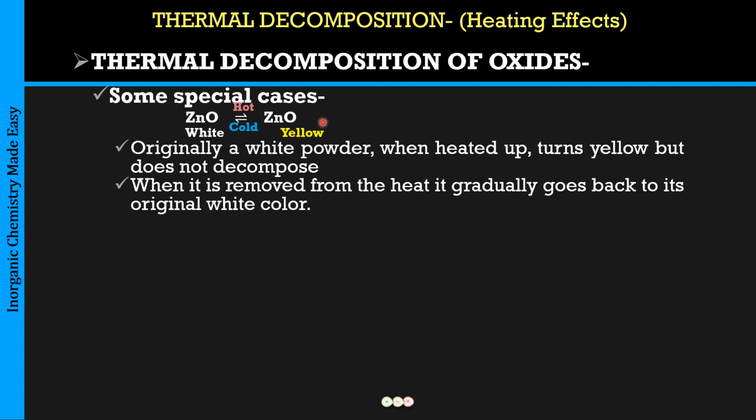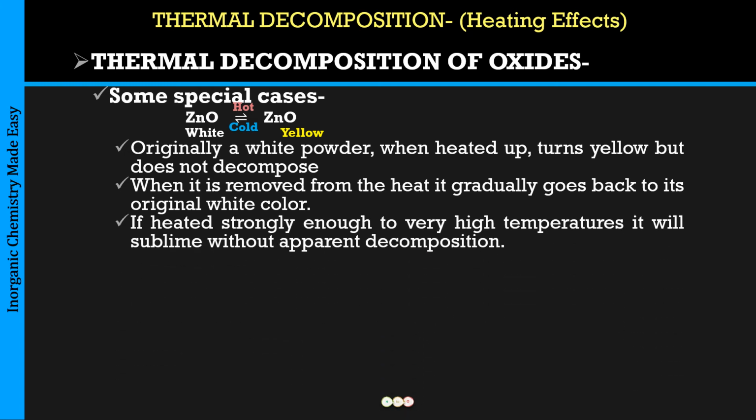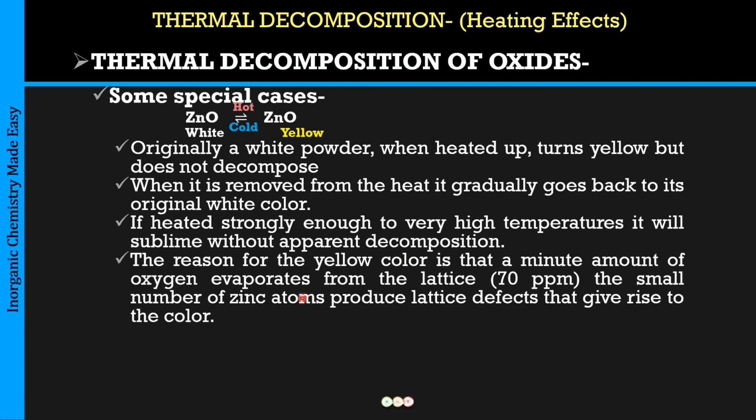When we heat it, it will become yellow in color. And when it cools down, it will again become white. And if it is heated strongly to a very high temperature, then it will simply sublime without apparent decomposition. The reason for this yellow color is that a minute amount of oxygen evaporates from the lattice. The small number of excess zinc atoms produce lattice defects which give rise to the color.